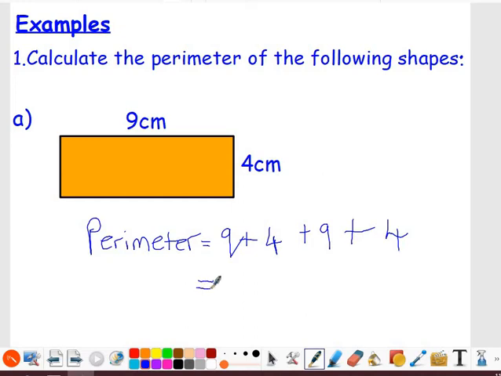So 9 add 4 equals 13. 13 add 9 is 22. 22 add 4 equals 26 centimetres. Another way that you can work it out for a rectangle is to add these two: 9 add 4 is 13, and then double it to get 26, because we know we've got one more of each side. Okay? It's important that you show your workings as well, so you write out the sum and then give your answer.